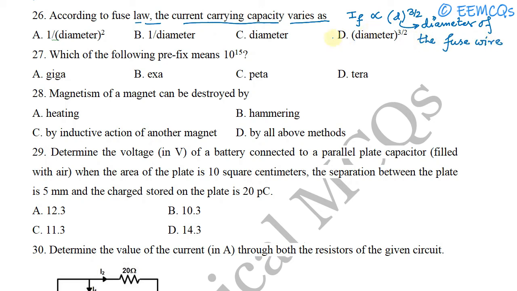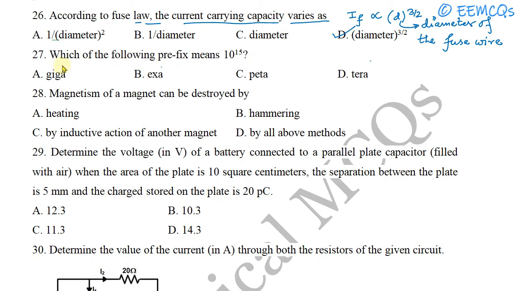So here option D is the correct answer. Which of the following prefix means 10 to the power 15? Giga, exa, peta, tera. As you know, 10 to the power 15 is basically denoted as peta. Okay. And tera is 10 to the power 12.